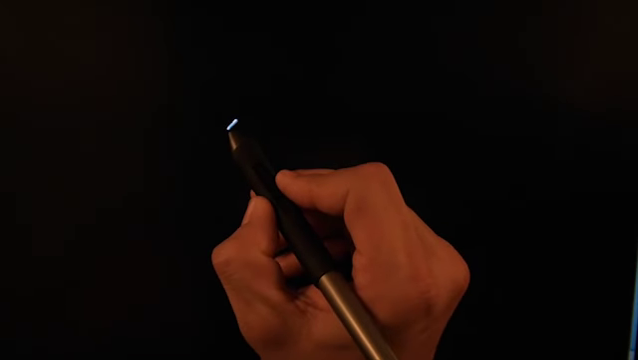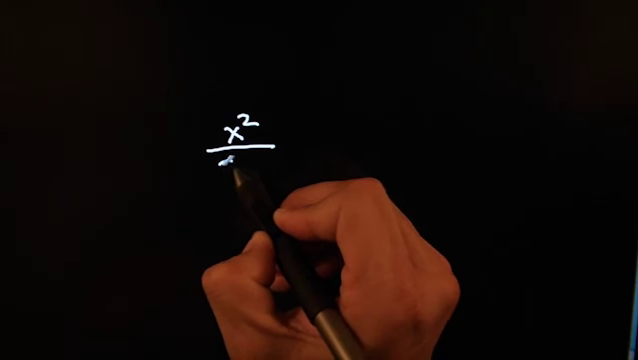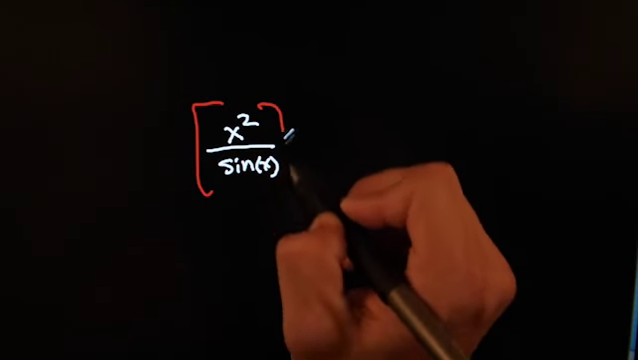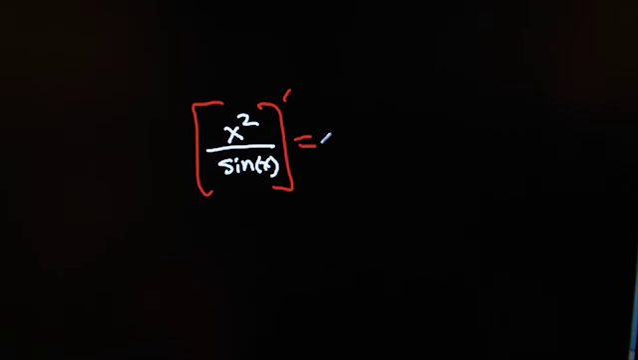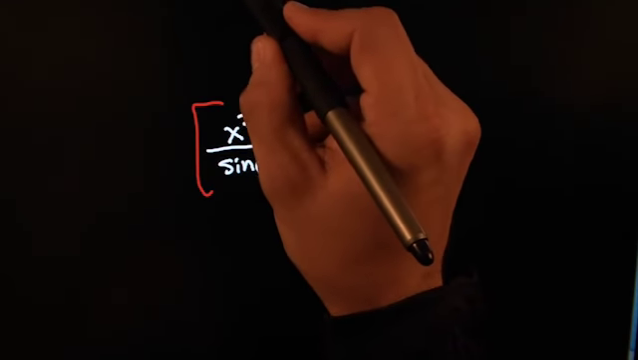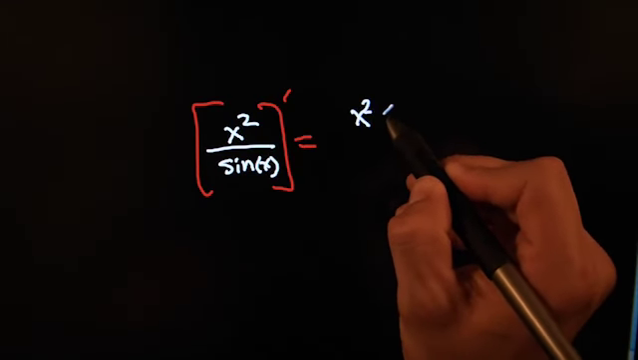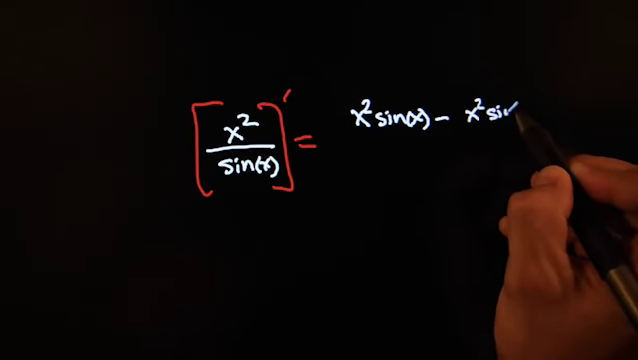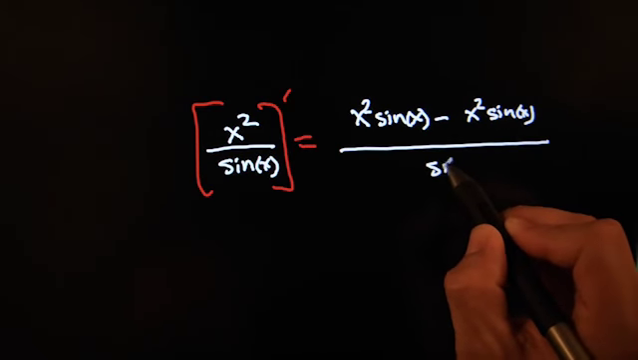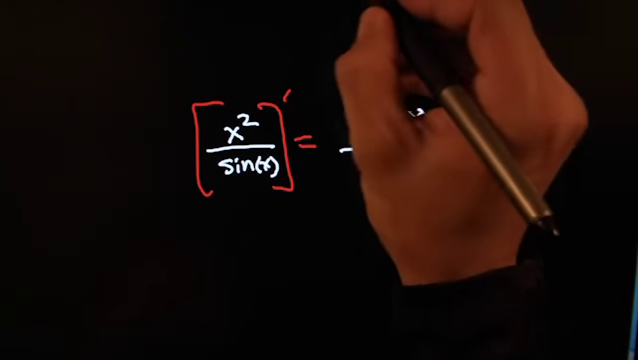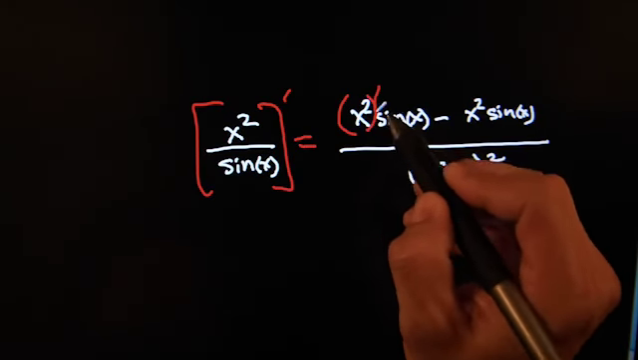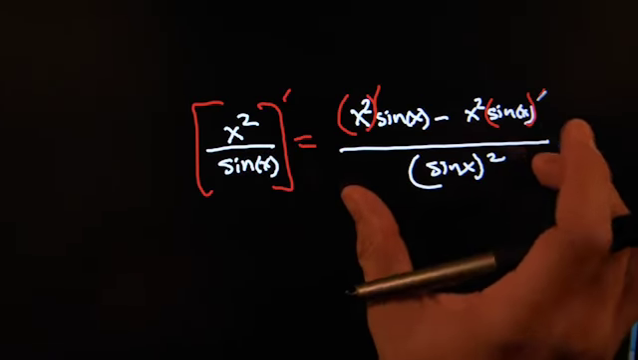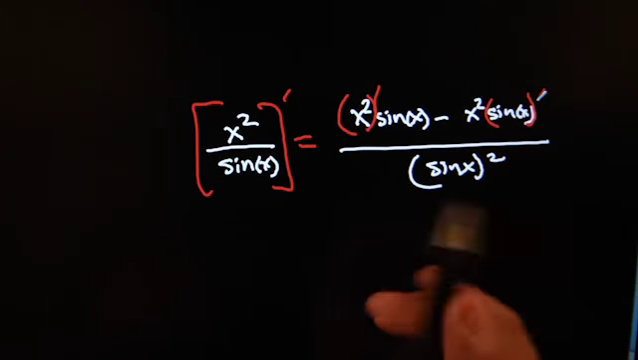So suppose you have x squared all over sine x, and you were feeling kind of crazy, you wanted to take the derivative of that. Here's how you do it. You take the derivative of the top times the bottom minus top times the derivative of the bottom all over the bottom squared. That's a good setup right there. That's perfect. This is no more no less than the quotient rule.